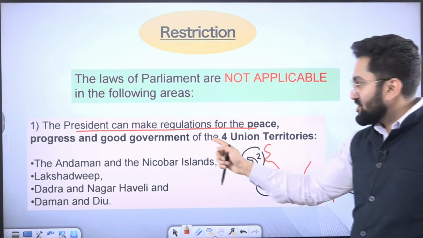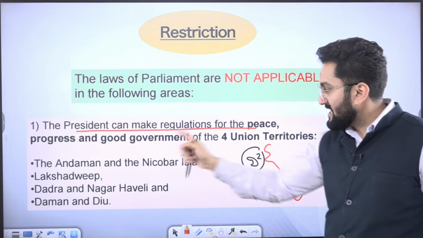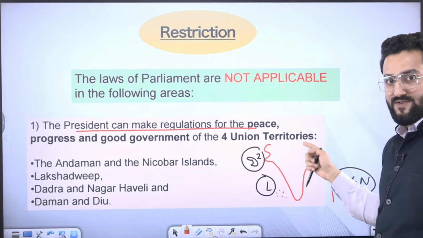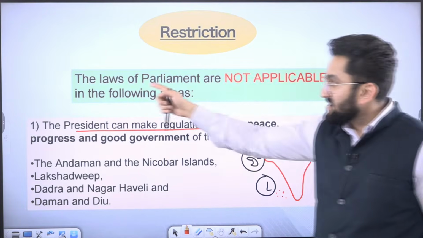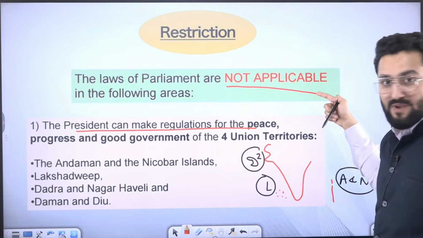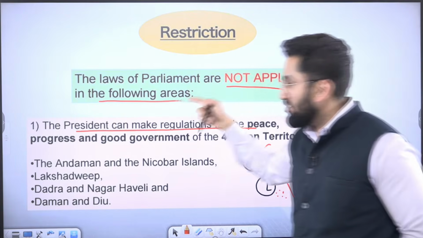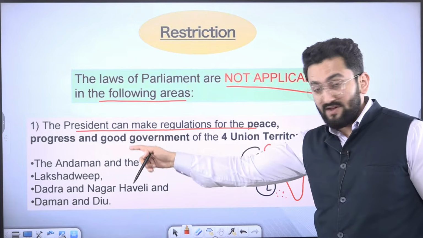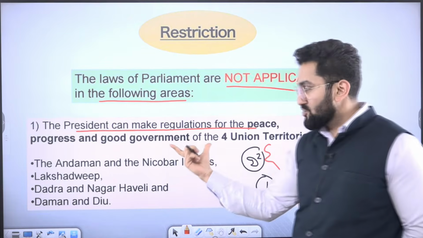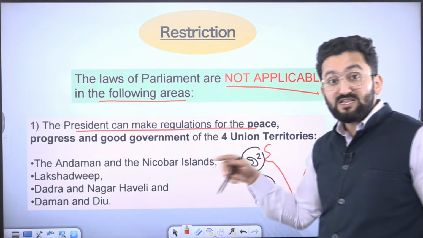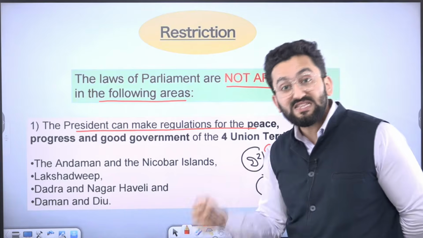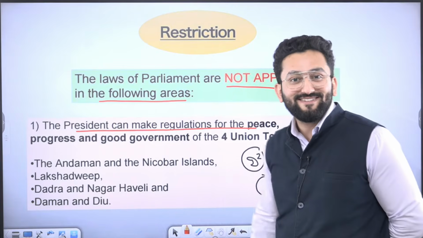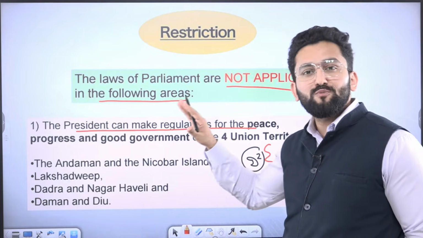The President can make regulations for peace, progress and good government of 4 union territories. It means the laws of Parliament are not applicable in the following areas. And in which areas? These are the areas. When I say areas, it means peace, progress, good government. In this case, the President's regulation will supersede any law which is made by Parliament. And I find a beautiful scope of question from there.